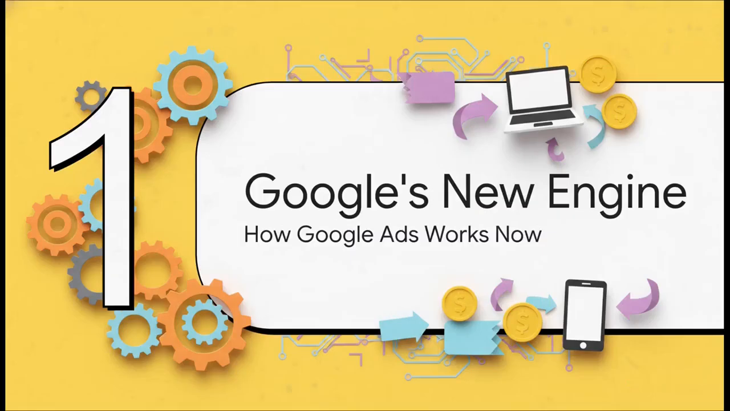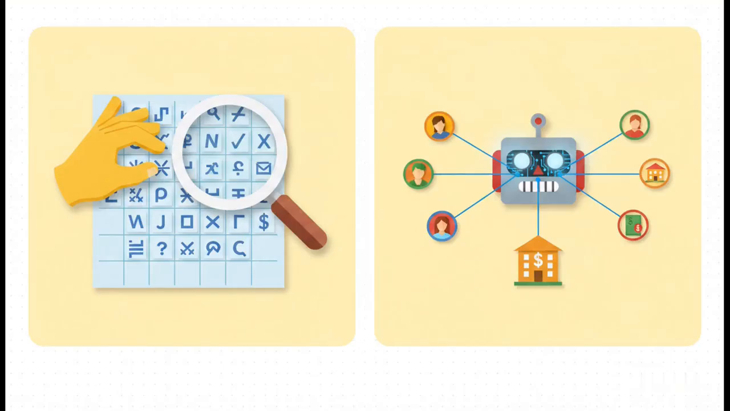First things first, to really get this, we have to understand how Google Ads actually works today. Because believe me, it has changed a lot. You know, the old way of doing Google Ads was all about obsessing over keywords, but that's not the game anymore. Today, the system is this incredibly powerful machine learning engine. It doesn't just look at keywords, it looks at thousands of signals to find people who are most likely to do the exact thing you want them to do.